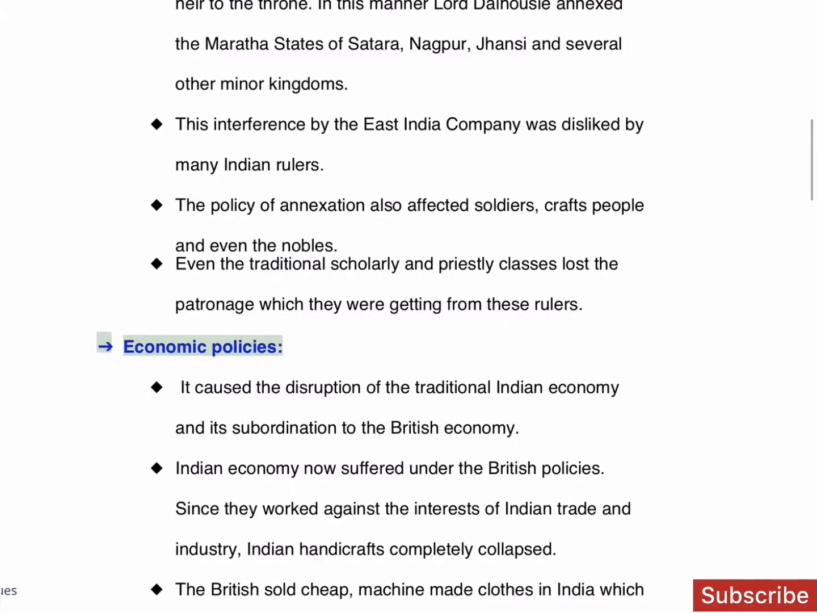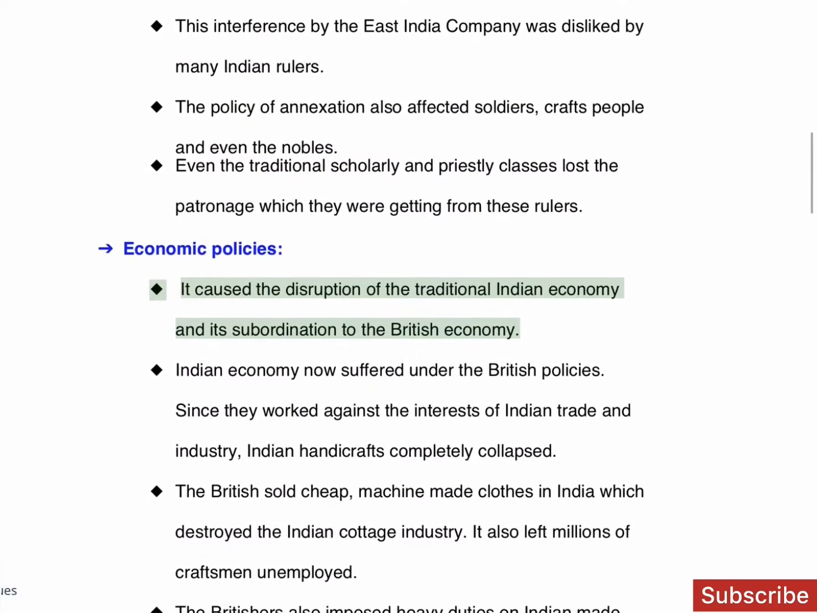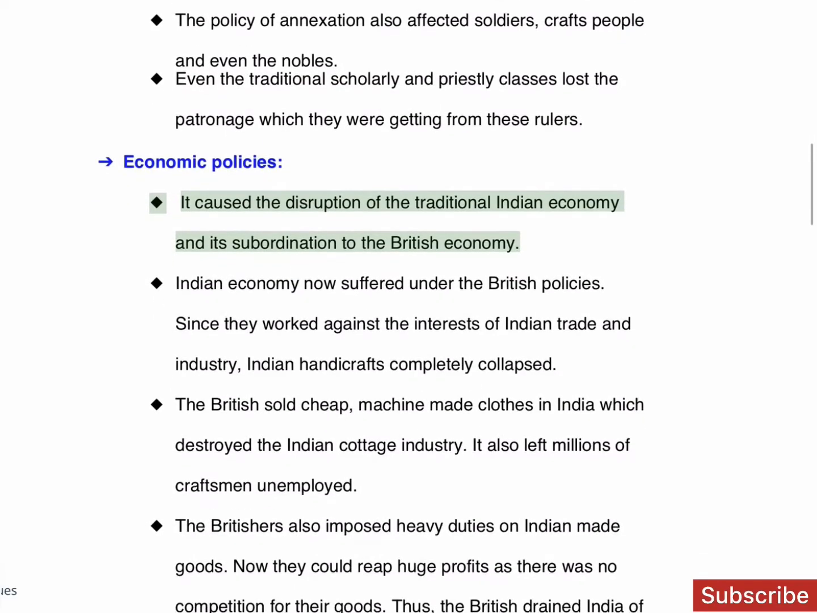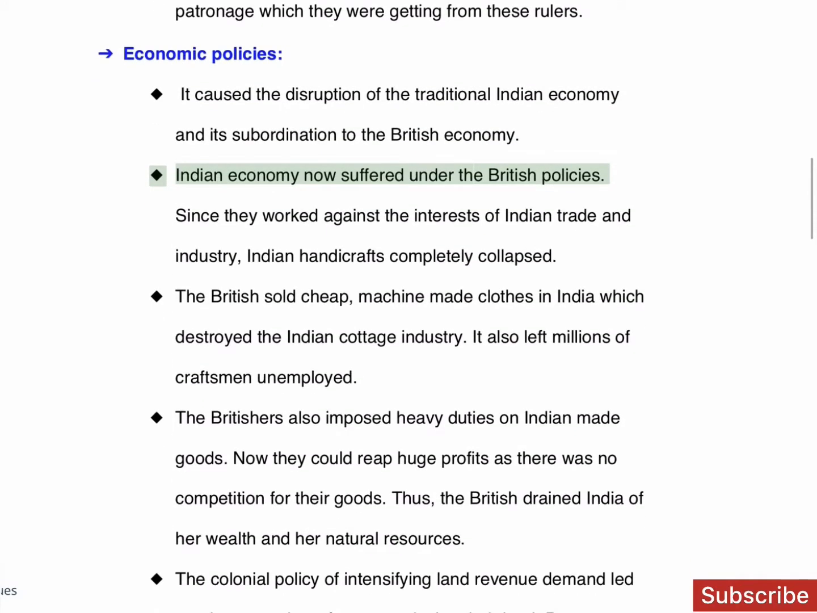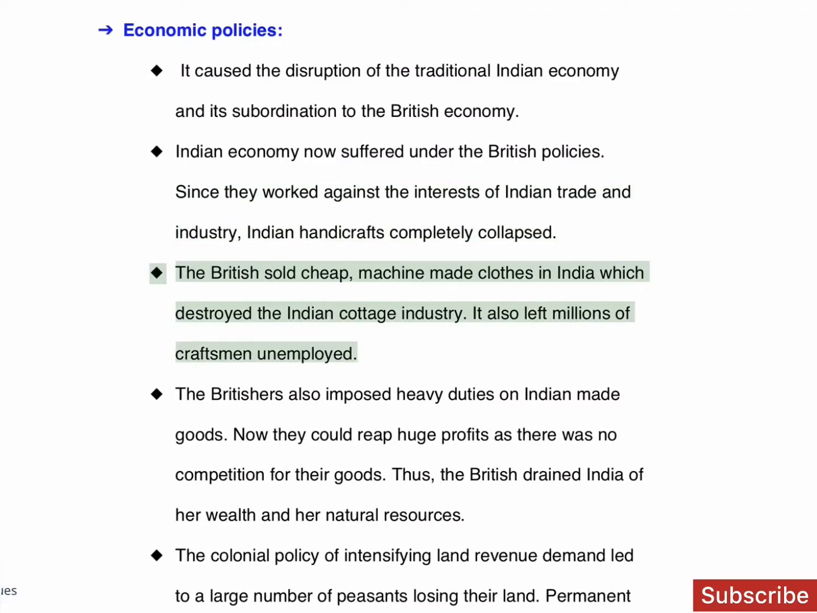Economic policies. It caused the disruption of the traditional Indian economy and its subordination to the British economy. The Indian economy now suffered under the British policies. Since they worked against the interests of Indian trade and industry, Indian handicrafts completely collapsed. The British sold cheap, machine-made clothes in India, which destroyed the Indian cottage industry. It also left millions of craftsmen unemployed.